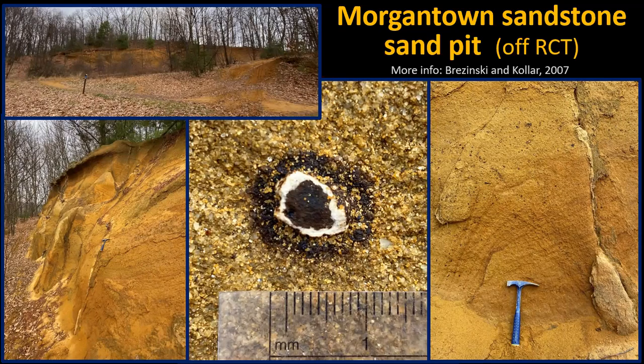Morgantown Sandstone has a different composition than sandstones above and below, and probably a different origin. It's not clear whether there was some tectonic event in the mountain belt or some change in climate, but it's different than the other sandstones. In a lot of places, it's cemented with calcite, and calcite will dissolve in groundwater, it'll dissolve in rainwater, and then you're left with loose sand. And that's what's happened in the sand pit.